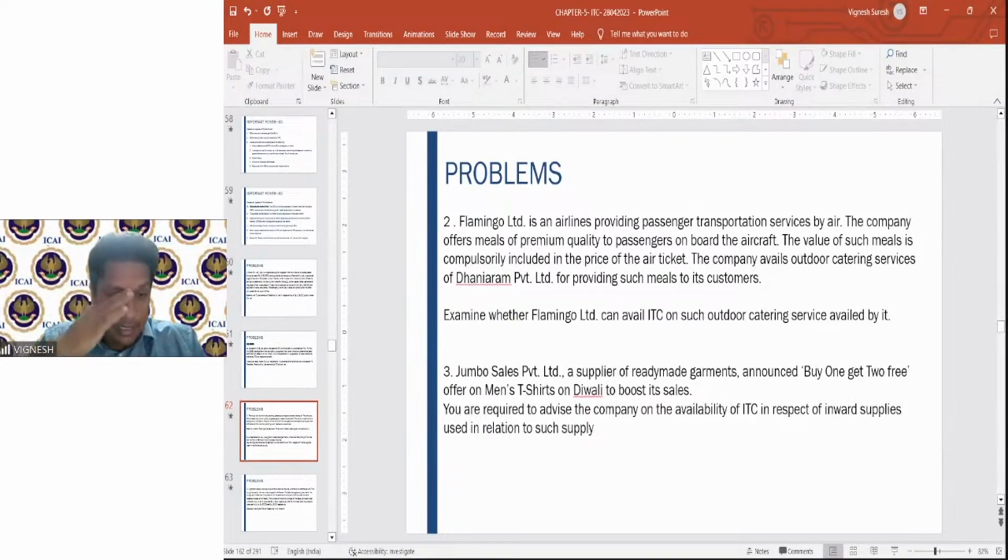Next one, Jumbo Sales Private Limited, supplier of ready-made garments, announced a buy one get two free offer on men's t-shirts on Diwali to boost the sales. You are required to advise the company on availability of ITC in respect of inward supplies used in relation to such supply. Jumbo Sales question, anyone?